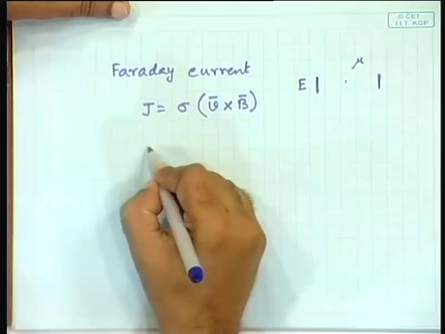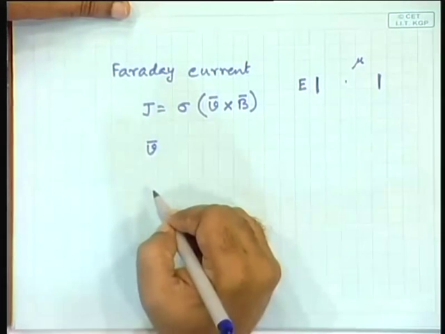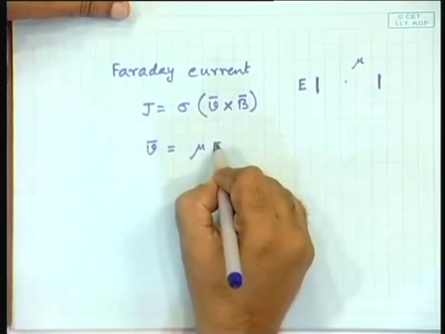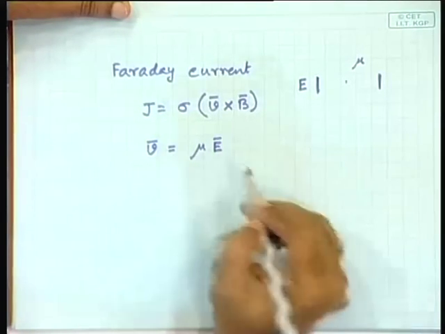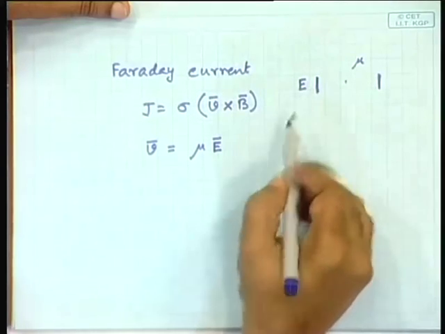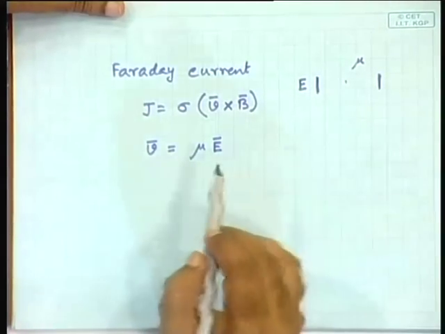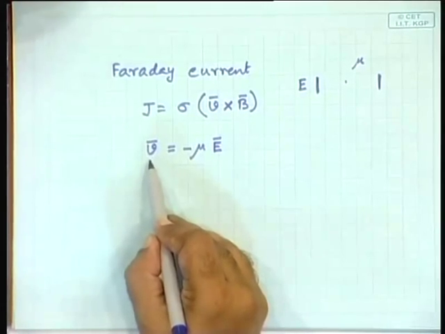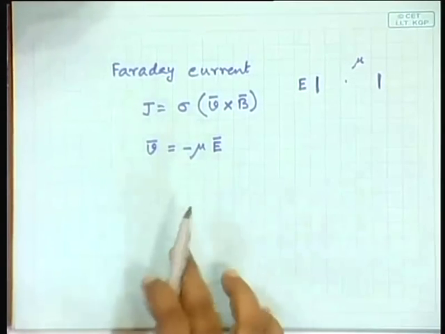So you say that this V is equal to the mobility times E, the electric field induced. But for the electrons, it will have a negative sign because the electrons move in the direction opposite to the electric field.